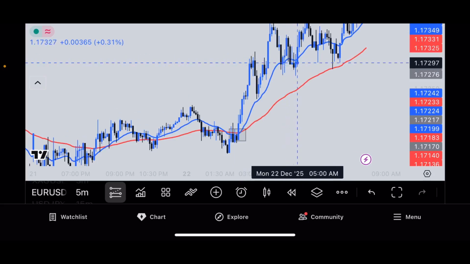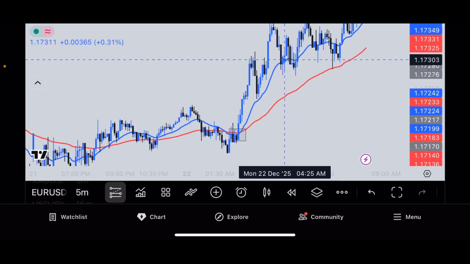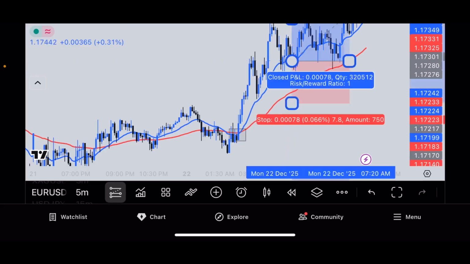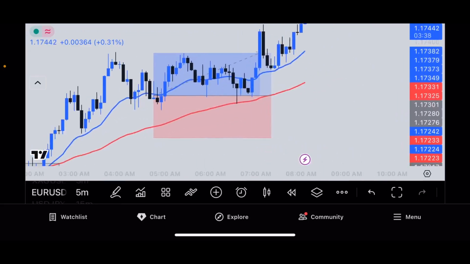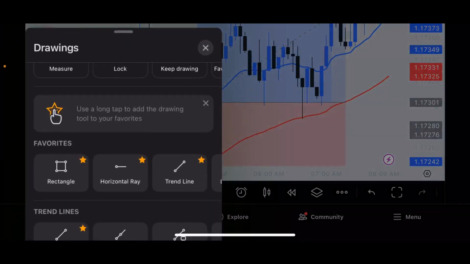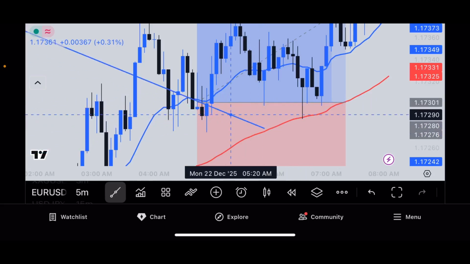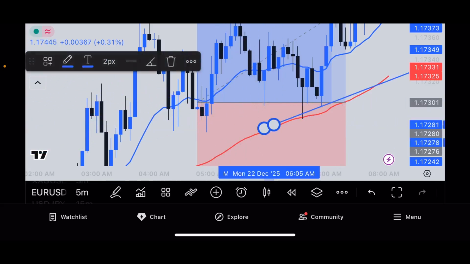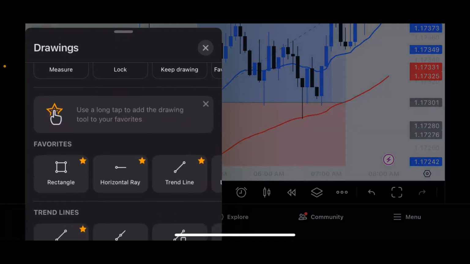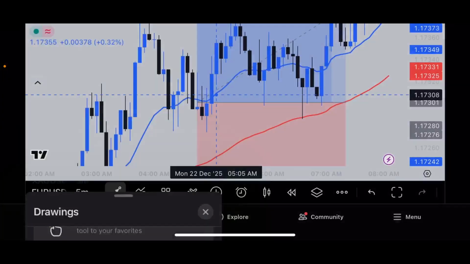average again. So when the candle comes and touches the moving average, we are looking for a confirmation candle, which is this candle right here. So let's zoom in so you guys can see the candle right here. So this is the candle that was able to create what we are looking for. So this is the candle right here.